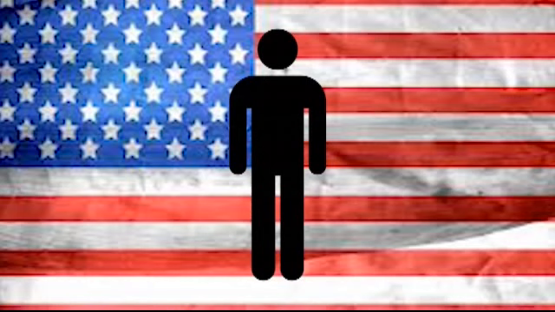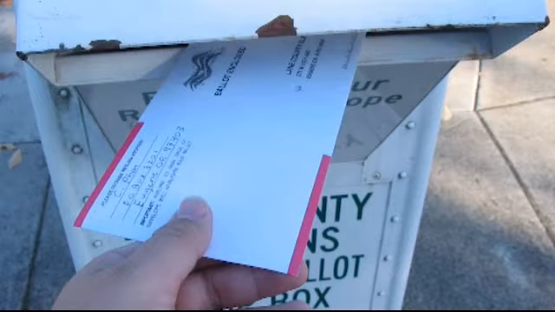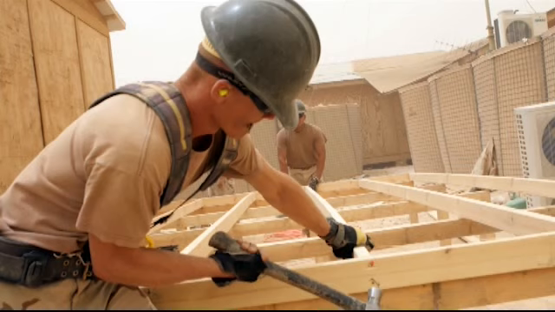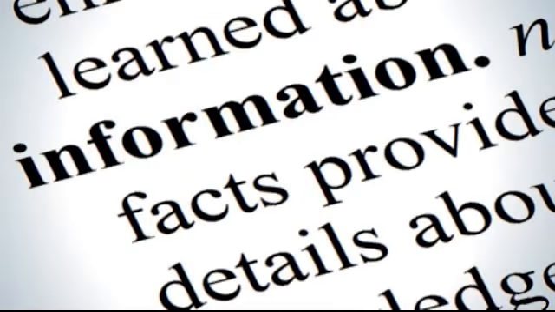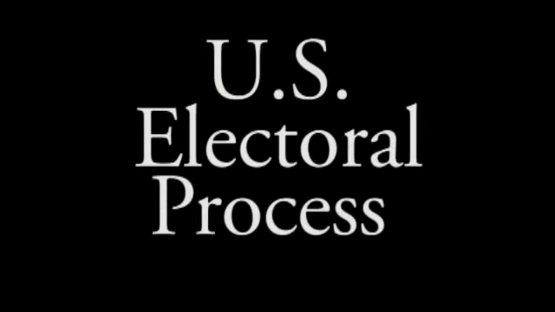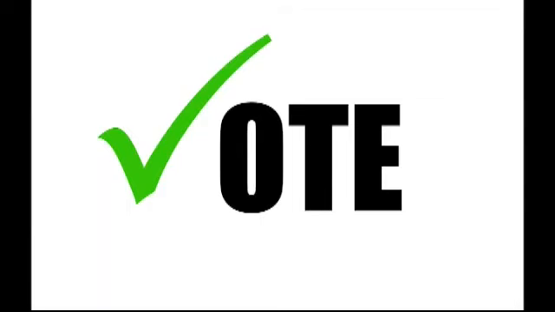Every 4 years, citizens of the United States vote for the person they want to become the next president. However, the electoral process is built in a way that makes it so that your individual vote doesn't really count. This video will try to inform you about the confusing U.S. electoral process. Before we can vote for who will be president, we must first decide who the candidates are.